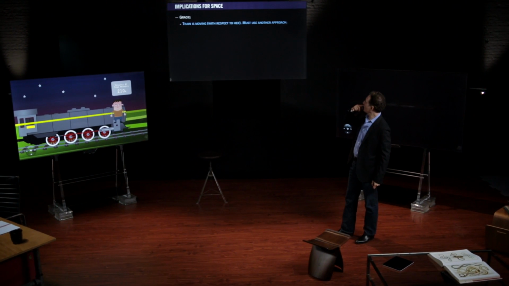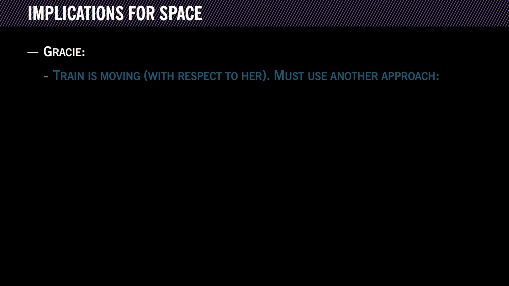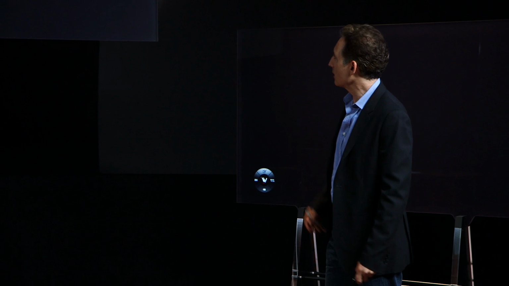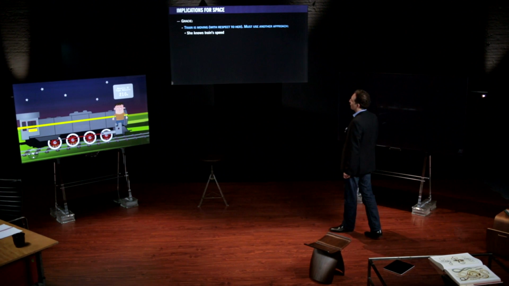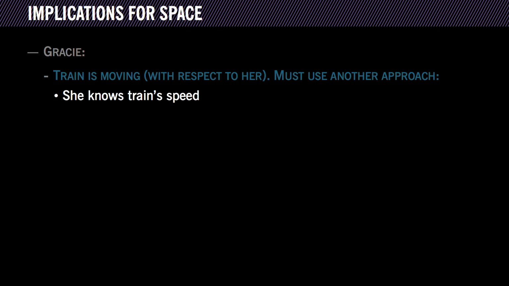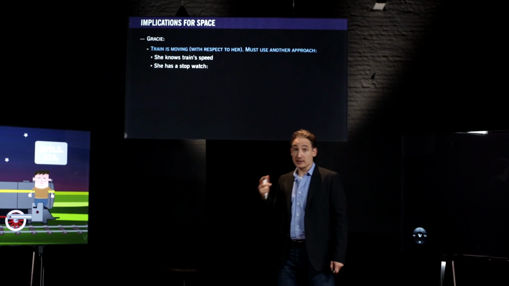Let's now imagine that our second character, Gracie, is on the platform. So from her view, the train is in motion. So she has to use another approach to measure the length of the train, right? She can't really pull out her tape measure and measure the length of the train because the train's rushing by, right? So that's not a way that she's going to measure the train's length. Instead, she does something more clever. Let's assume that she knows the train's speed. Let's also assume that she has a stopwatch.